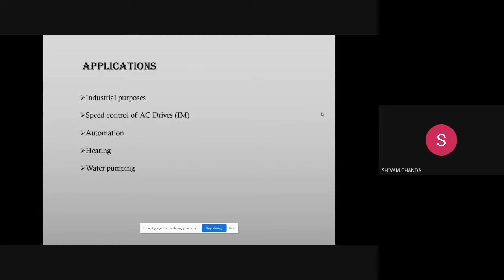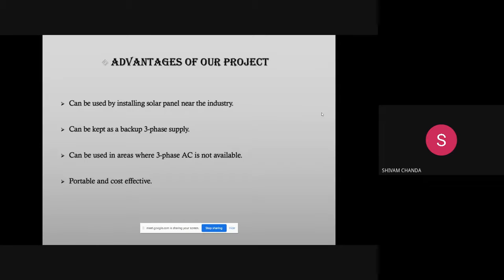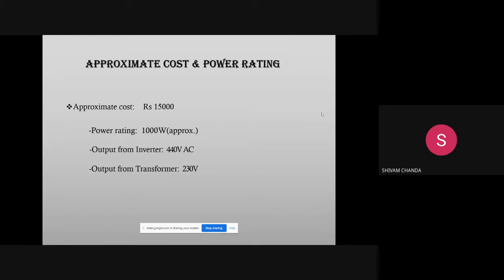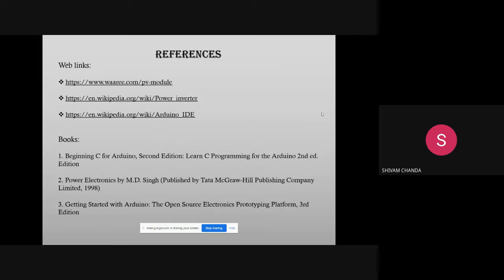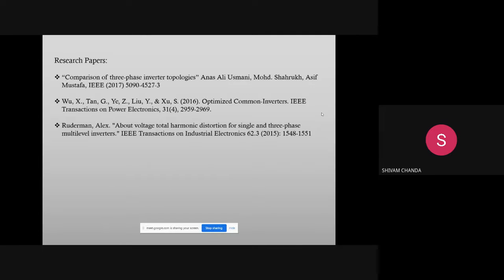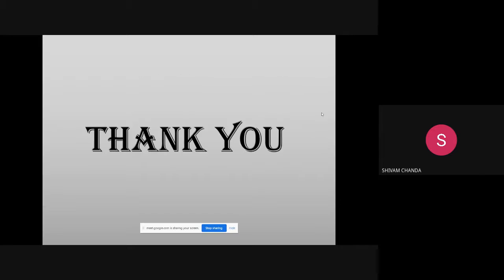Here are some applications. Some advantages: it is portable and it is cost effective. It can be used as a backup. Approximate costing will be 15,000 rupees. Power rating is 1000 watt. Here are some of the references, some web links, books, and research papers we have referred. And that is it. Thank you, sir.